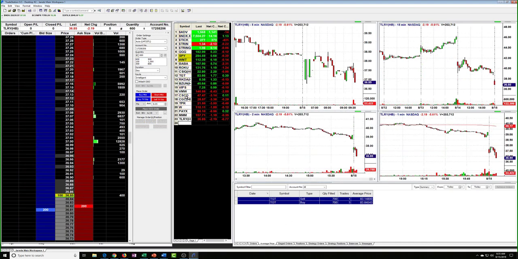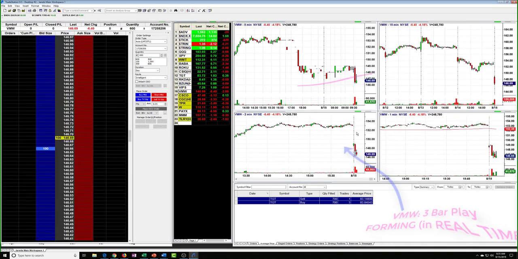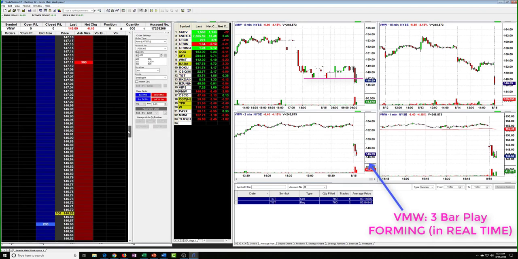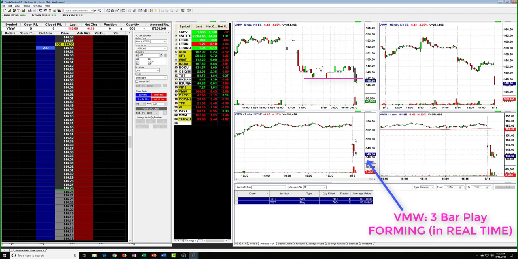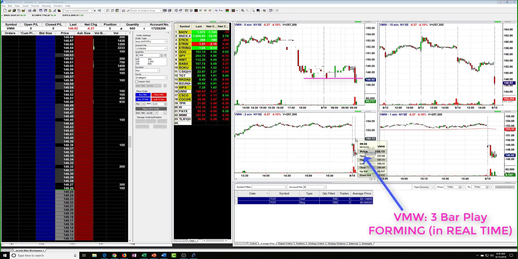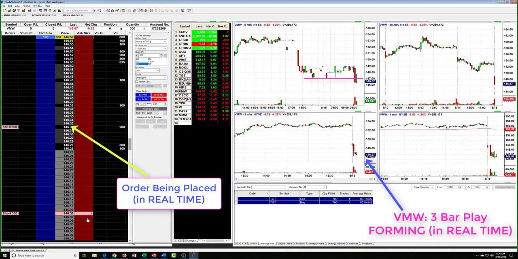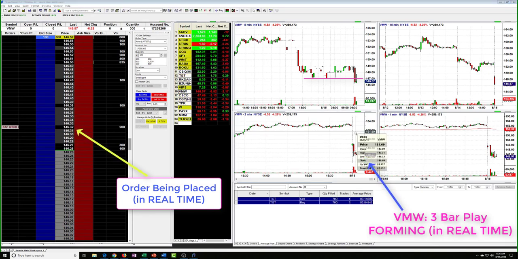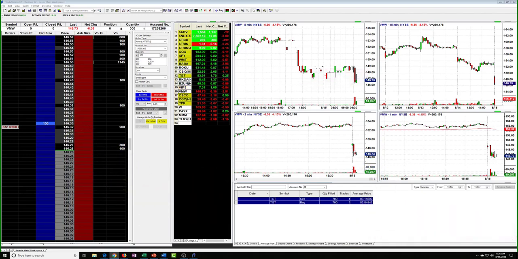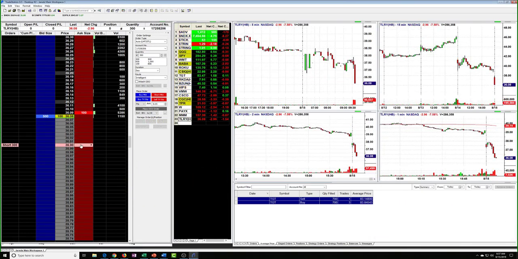Nothing. Guys, VMW has a little 2-minute three bar play forming. Spread on this thing's pretty ugly at the moment, about 50 cents. Okay, there it is, 146.26. Wow, it's like $1.40 on the spread, guys. All right, guys. VMW, 146.25 by 147.75. It's a $1.50 stop here. VMW is going to trigger soon, guys. We have a wide stop on VMW. I don't know about risk to reward wise.